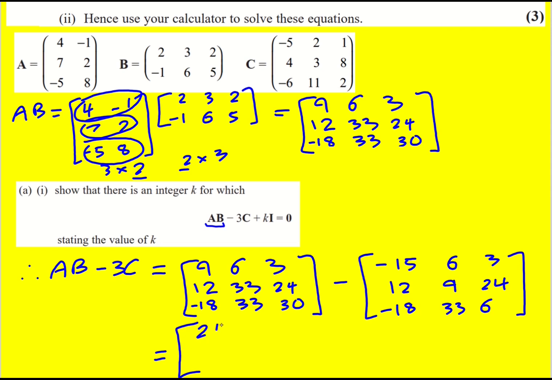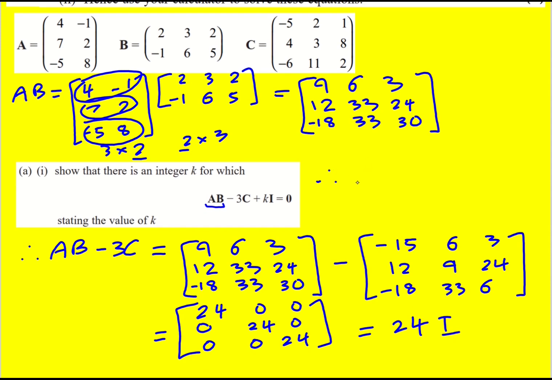Then this is equal to 24, 0, 0, 0, then 24, 0, 0, 0, 24, which is equal to 24I. And therefore, AB minus 3C minus 24I is going to equal 0. K is equal to minus 24.